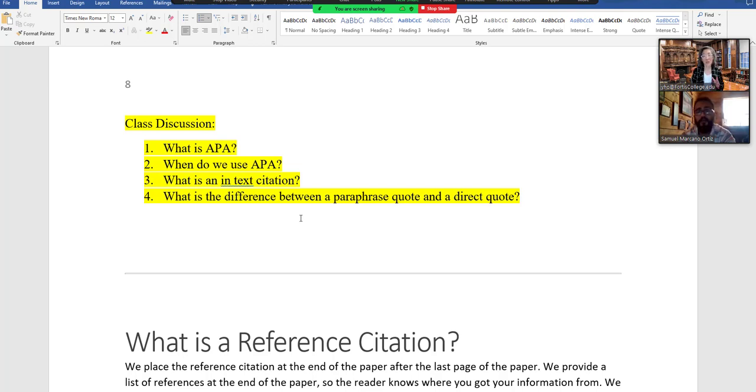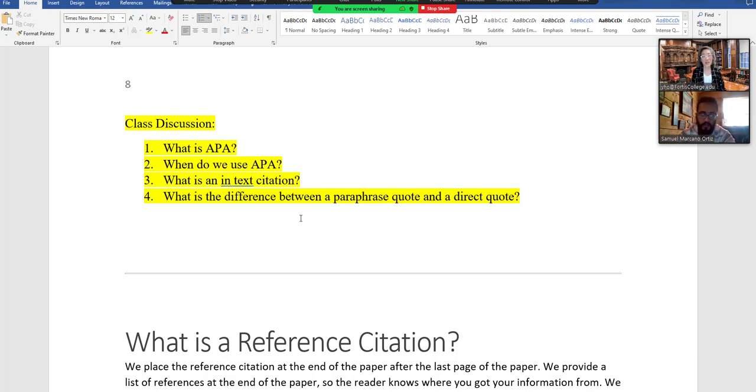So that's why your in-text citation and your reference citation should match. So if you use John Jones and John Smith, then in your reference citation at the end of your paper, you should have John Jones and John Smith, except longer, okay?